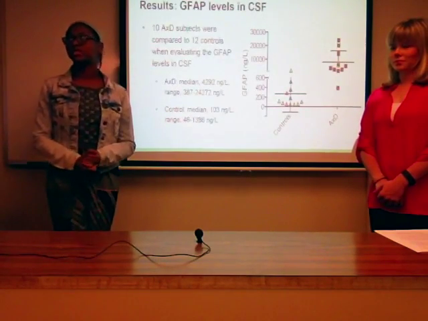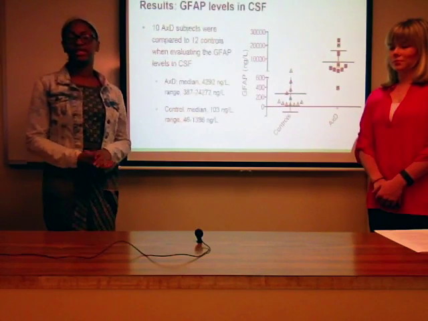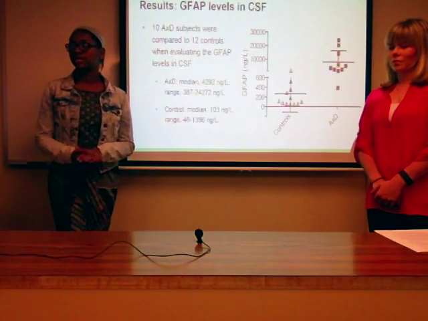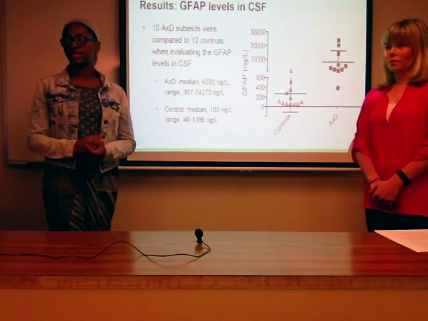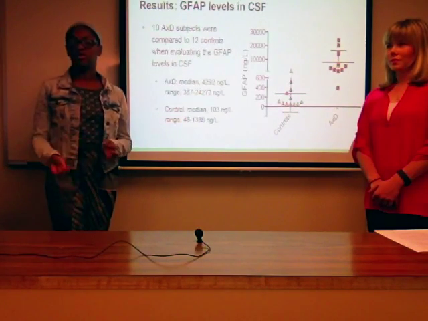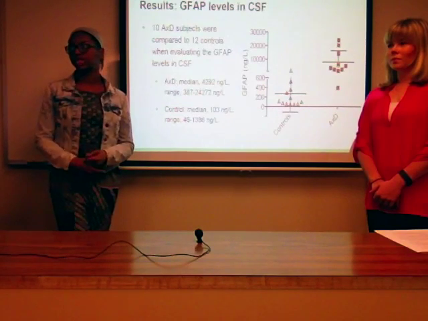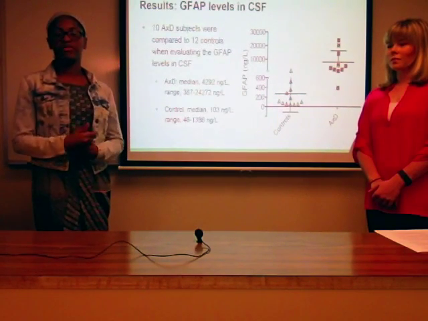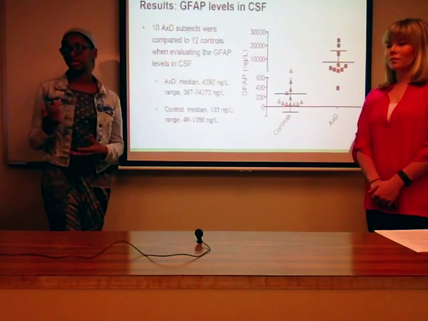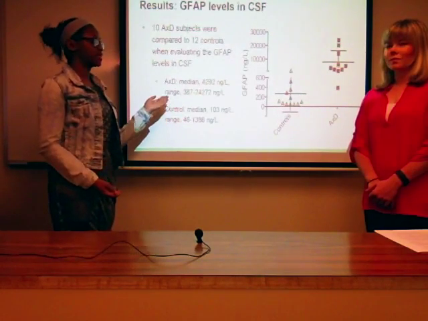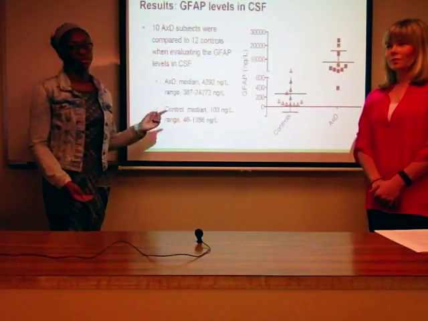The next section was the GFAP levels in the CSF. And so they had 10 patients that had the Alexander disease that were compared to 12 controls. And as you can see based on this graph, the controls generally had lower GFAP levels in comparison to those with the Alexander disease. And as Sammy mentioned, they had measured these in the median and the range.